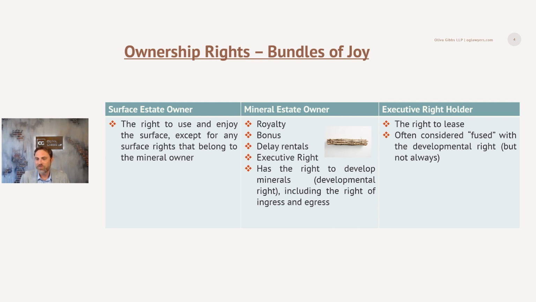So the executive right holder, again, is going to have that right to execute oil and gas leases. And this is generally considered to be fused with the developmental right, but not always. So if you see a conveyance of the executive right, it's usually going to include the right to develop, but those rights can be severed as long as it's done specifically and with intent.